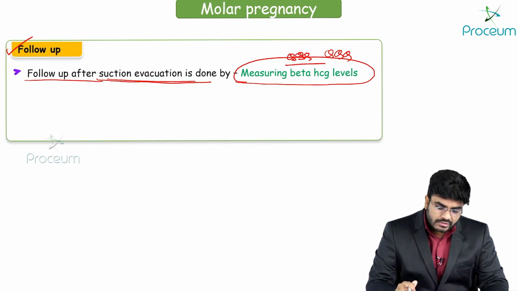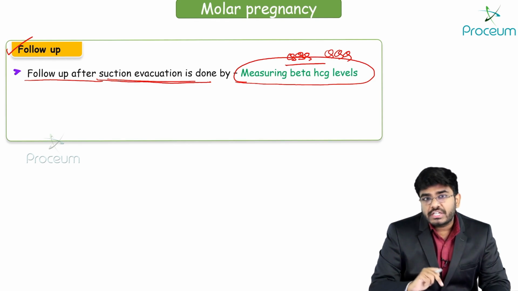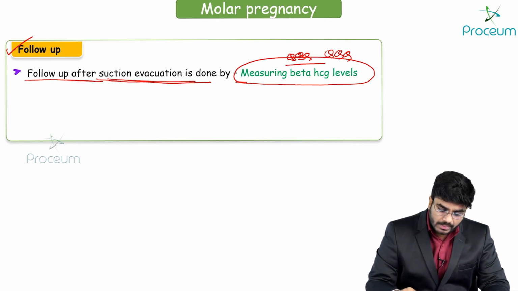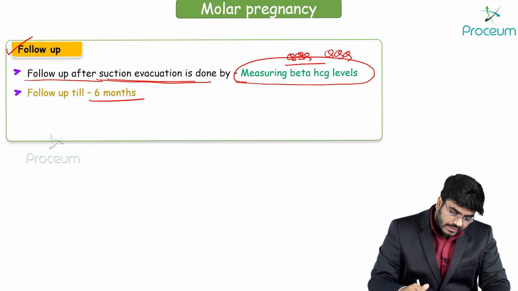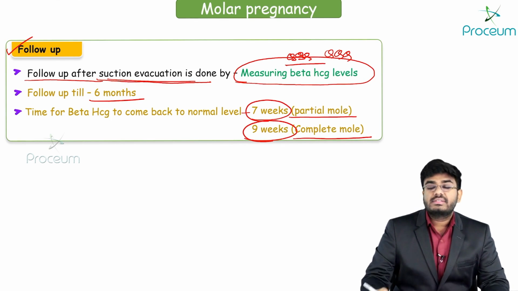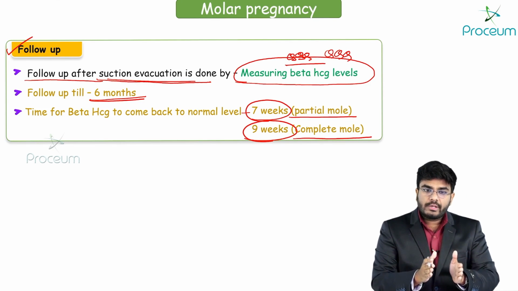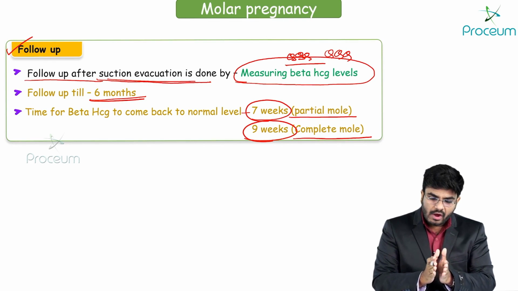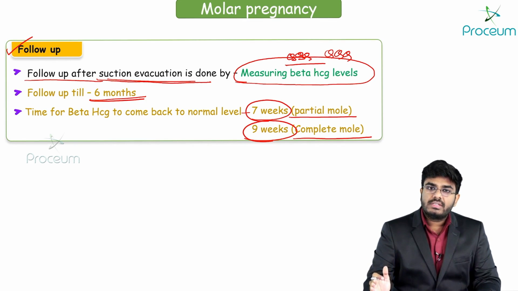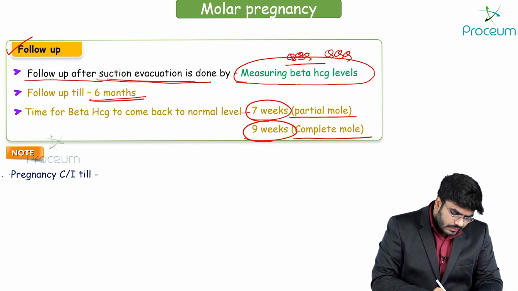MCQ. Now let me ask you one question. These beta HCG levels come back to normal after how many days? If it's a partial mole, beta HCG levels come to normal by 7 weeks. If it's a complete mole, it takes 9 weeks for the beta HCG levels to come back to normal. Follow-up should be done till 6 months. Don't say that since the partial mole beta HCG normalizes by 7 weeks, I'm not going to do the follow-up. Don't say like that. Even after 7 weeks, even if the beta HCG levels are normal, you have to do the follow-up. Now after this, let's talk about some important points.